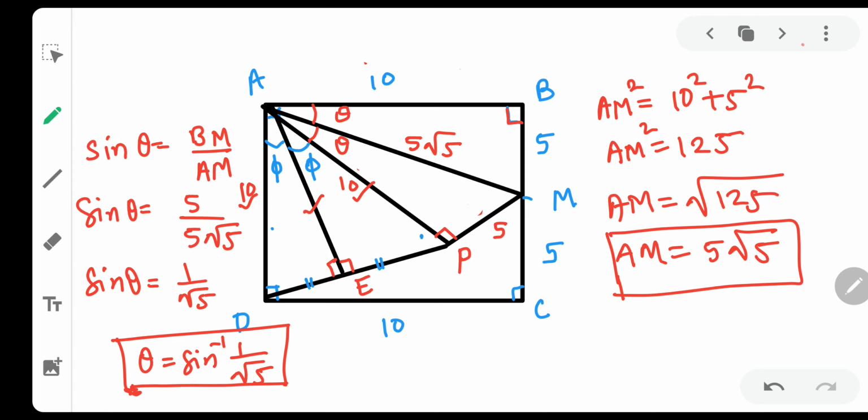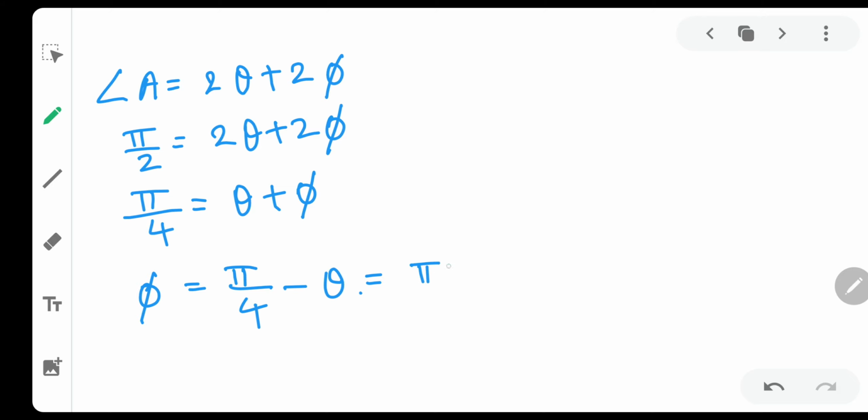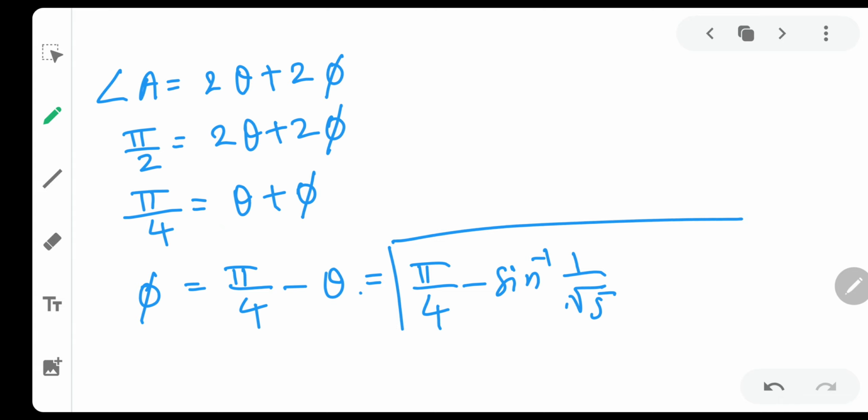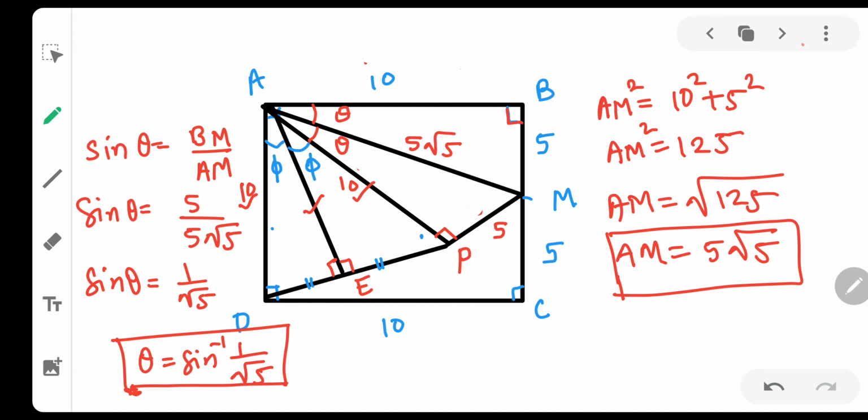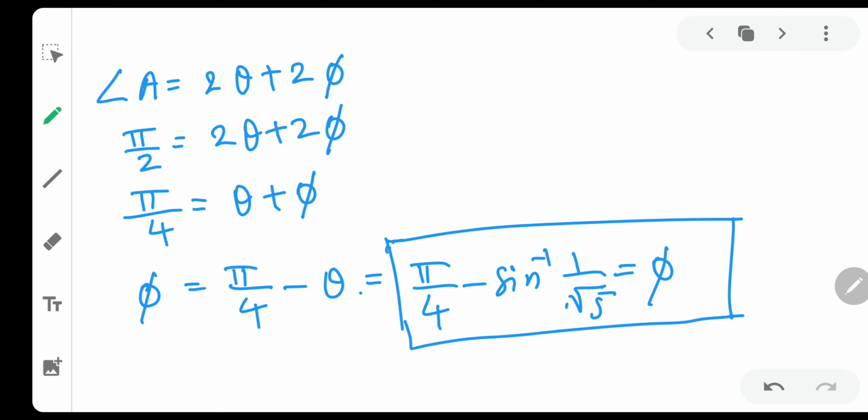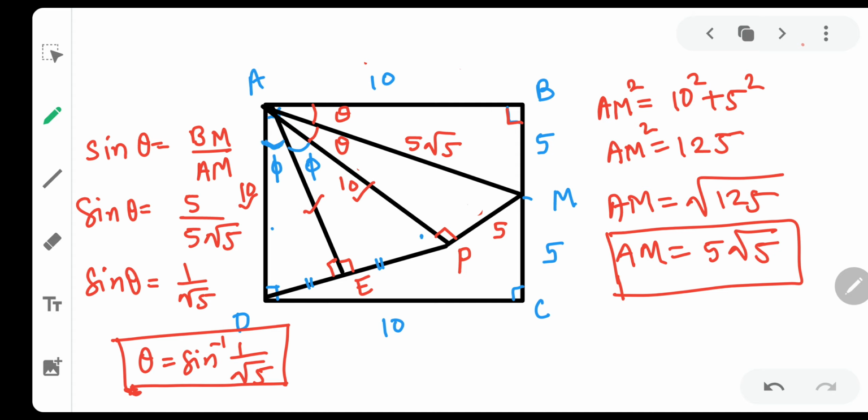But to our surprise, we have already calculated theta as sine inverse 1 by root 5. So this will be pi by 4 minus sine inverse of 1 by root 5. Okay, we got the value of phi also. This is very great. First of all, we got the value of theta. Then from theta, we tried to derive the value of phi. Now we have determined the value of phi. Now we know this particular value of phi, how to use it to our advantage.